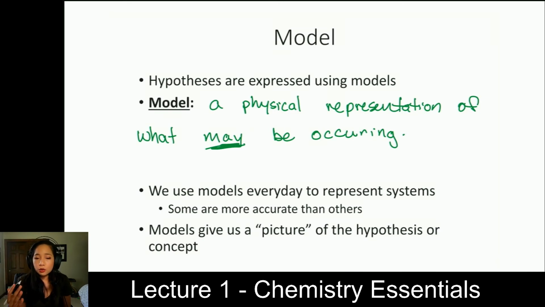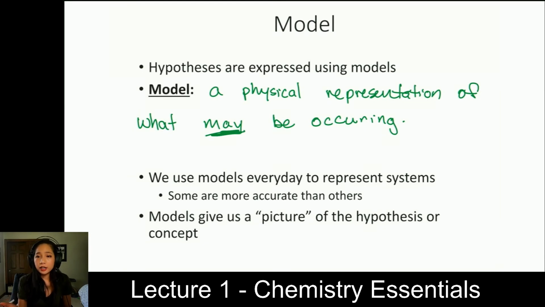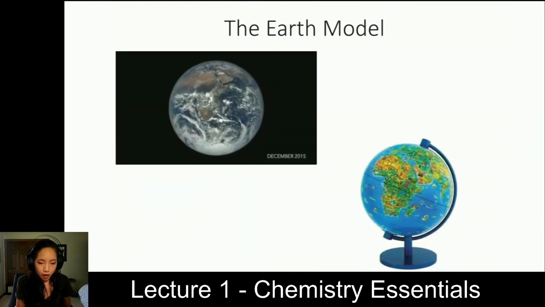So we use models every day to represent things around us, and some are more accurate than others. Sometimes we deliberately use inaccurate models. Essentially, models give us a picture of the hypothesis or concept that we're trying to explain. So one example I have is the Earth model.